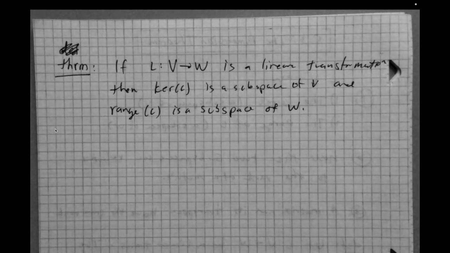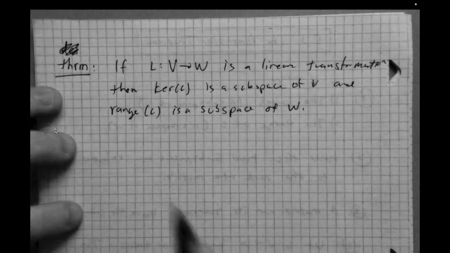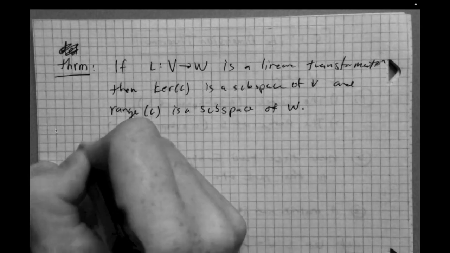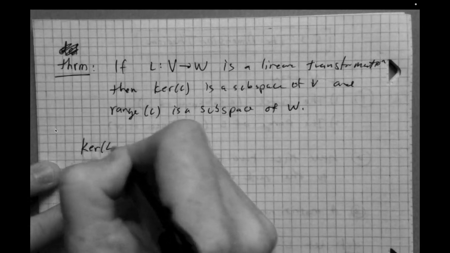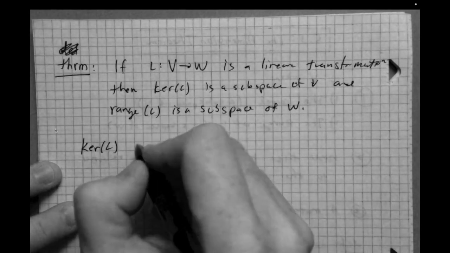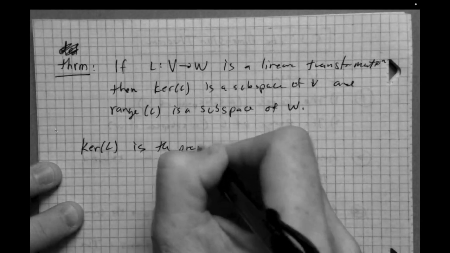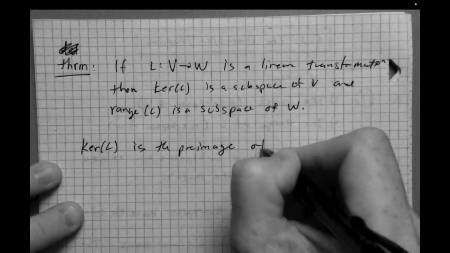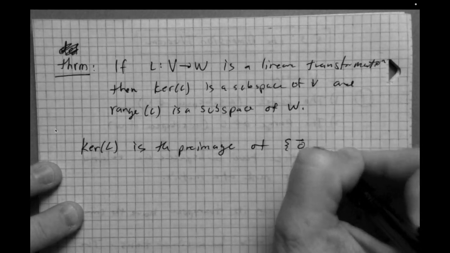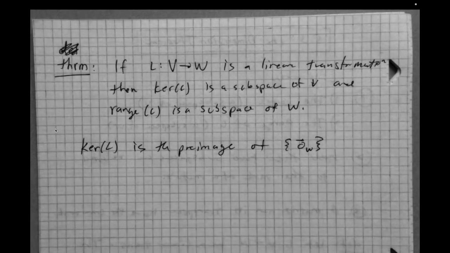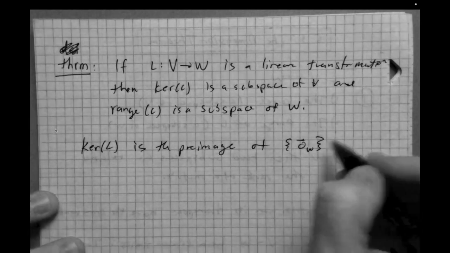So the kernel of L is the pre-image of a subspace, right? We won't go through the formal proof here, but we can think this through. So the kernel is the pre-image of the 0 vector in W. The 0 vector in W taken alone is a subspace of W.